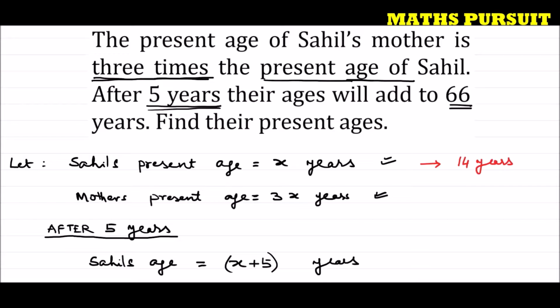Now what is going to be the mother's age? Mother's age is 3x. That means 3 into 14, that is equal to 3 into 14. 3 fours are 12, 3 ones are 3, plus 1 is 42 years. So we got mother's age is 42 years. Sahil's age is 14 years and mother's age is 42 years. Now the question has asked us to find their present ages. So their present ages are 14 years and 42 years.